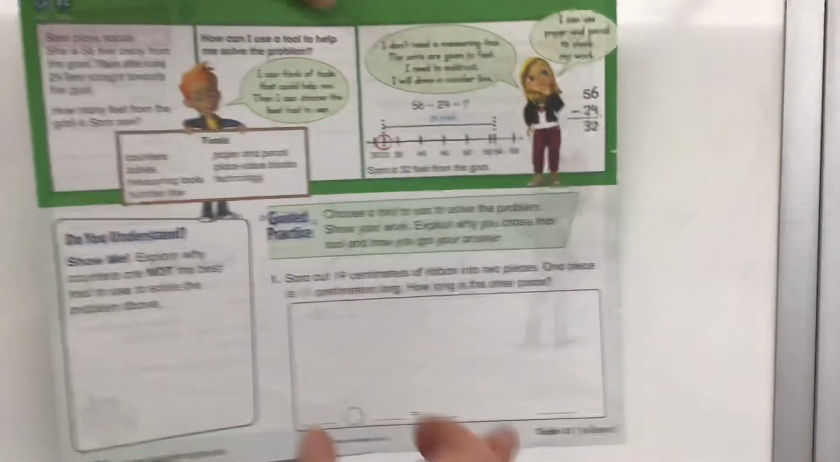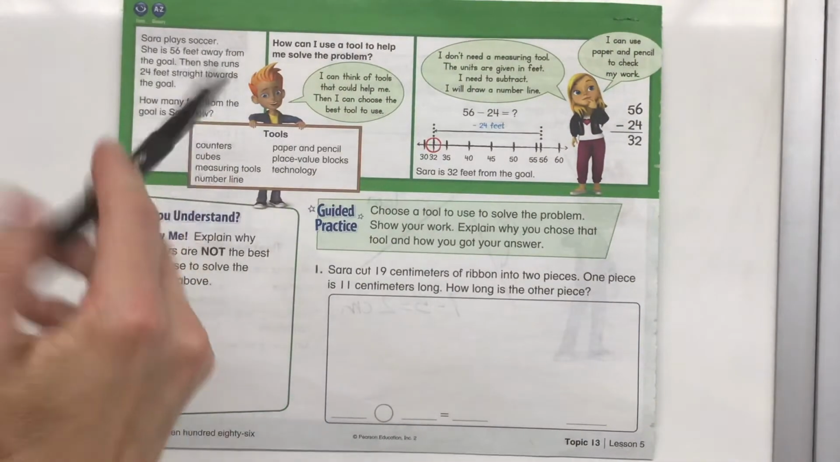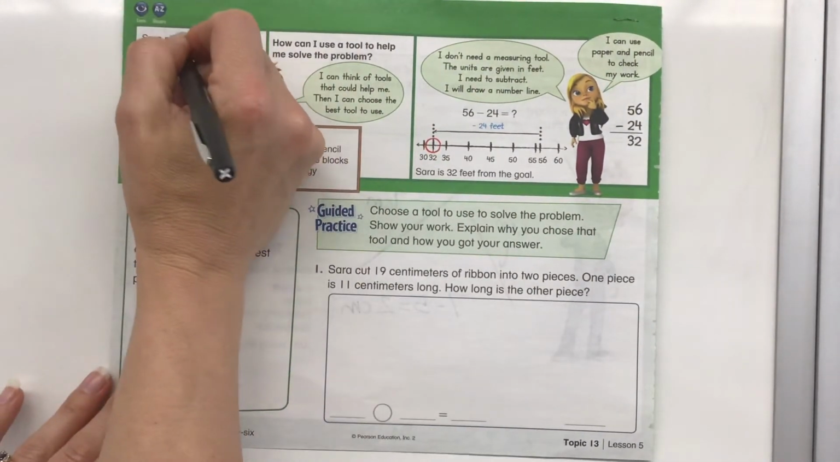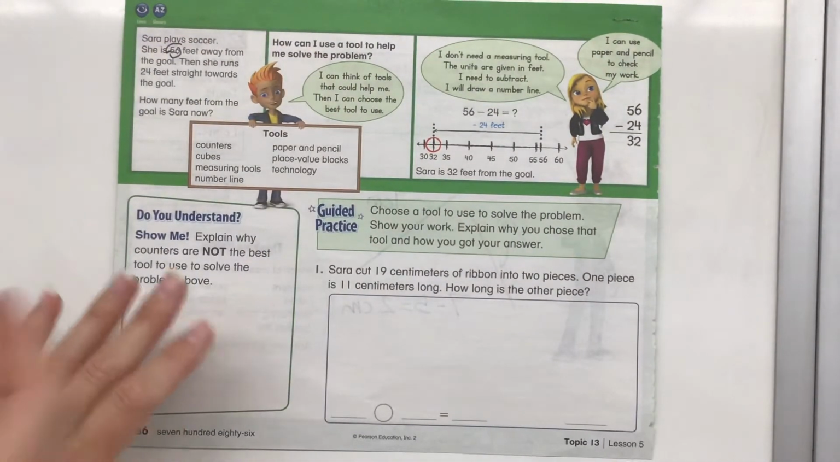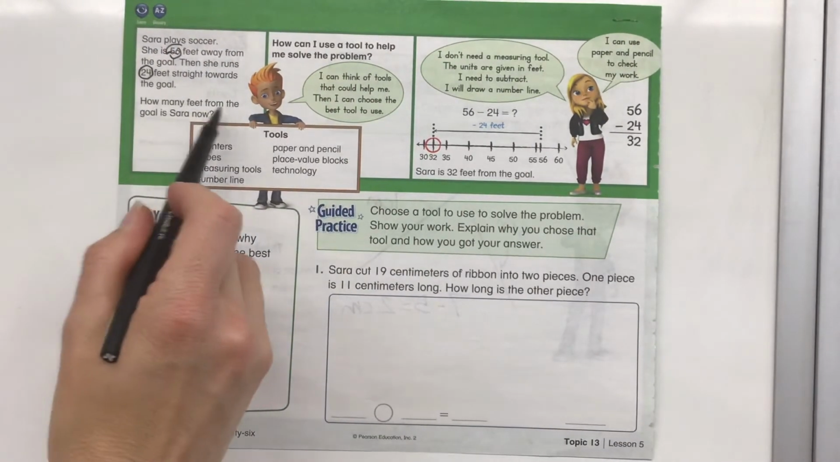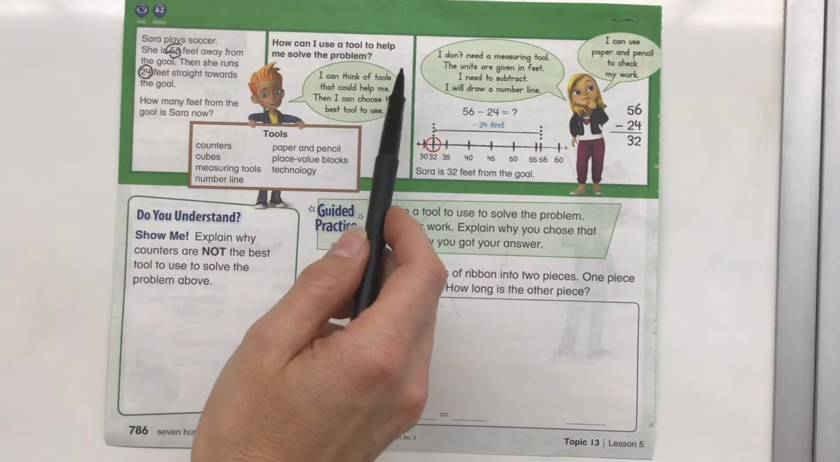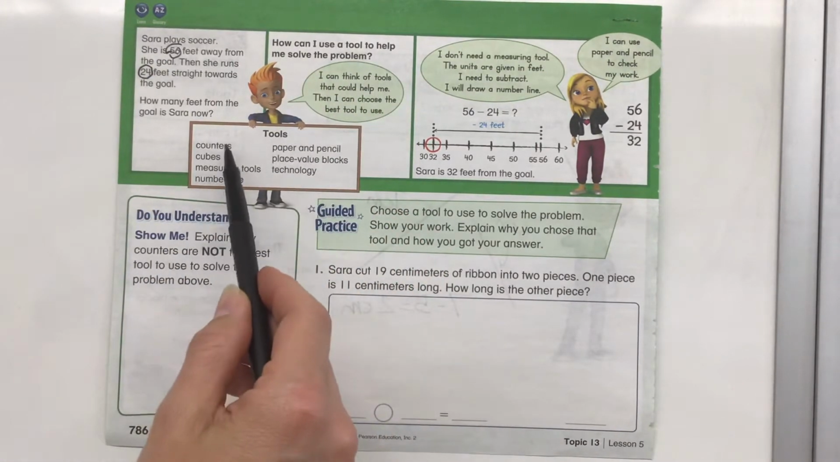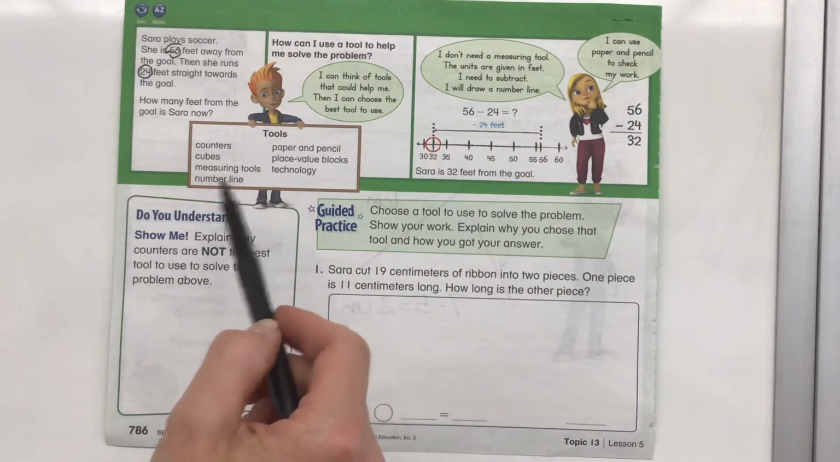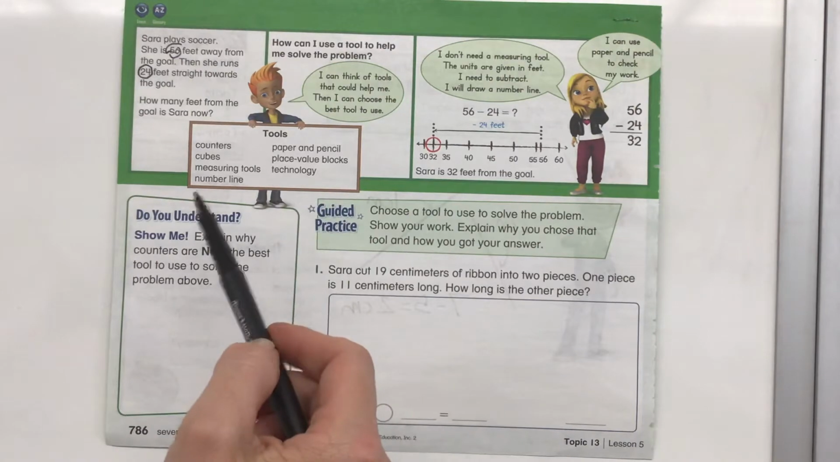Okay, let's take a look at the back of this page. All right. Sarah plays soccer. She is 56 feet away from the goal. She runs 24 feet straight towards the goal. How many feet from the goal is Sarah now? So how can I use a tool to solve the problem? So here's a bunch of tools you can use. Counters, cubes, measuring tools, number line, paper and pencil, place value blocks, technology, okay?